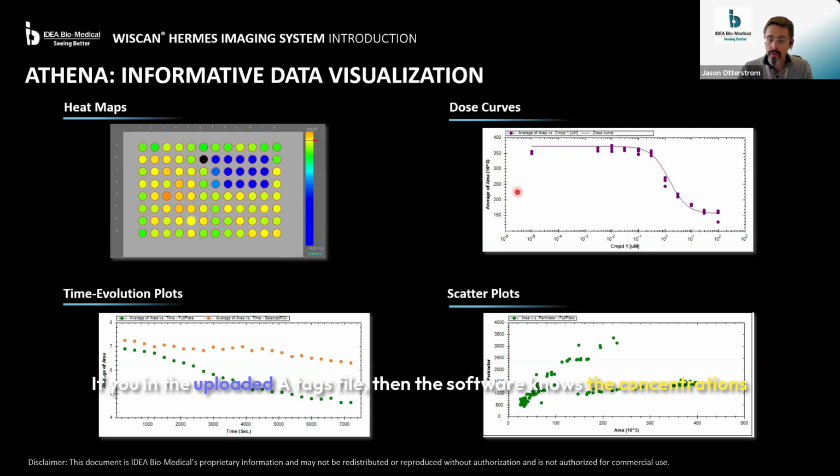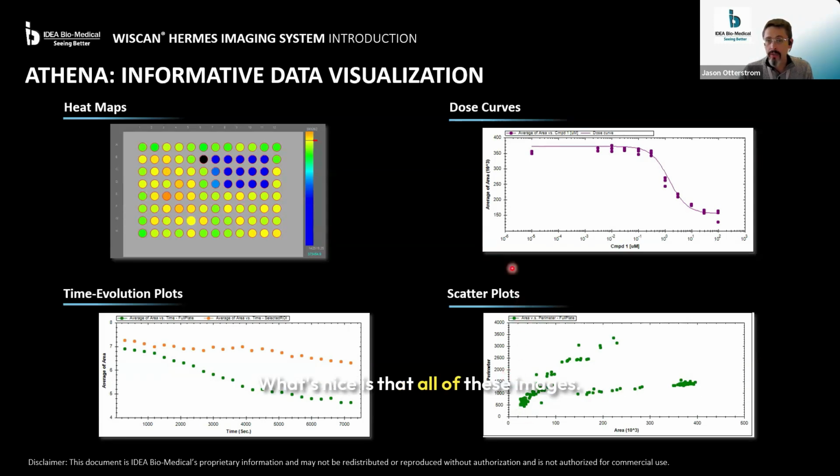If you uploaded a tags file, then the software knows the concentrations and treatment conditions across each well and can estimate a dose curve. If you do a time lapse, then you can look at the time evolution plot of any of the parameters that you want to extract from the images. As well, we have a 2D scatter plot where you can plot two attributes versus one another and try to look for outliers or different types of behavior within your sample type.